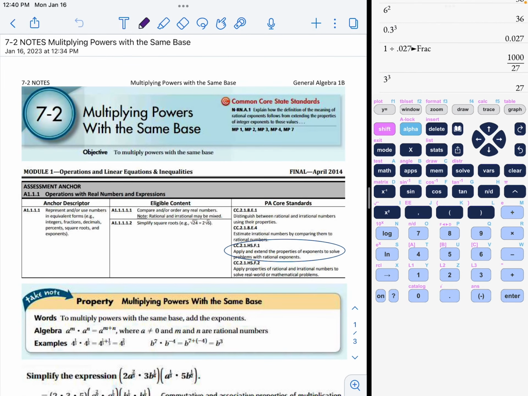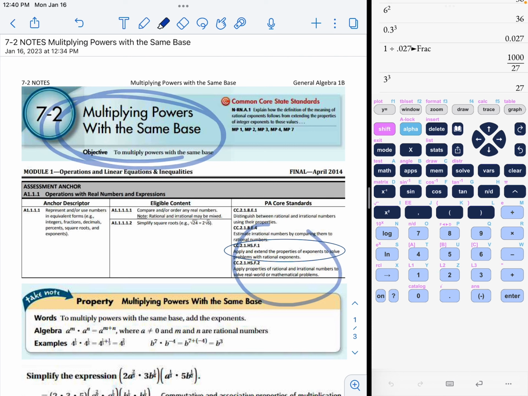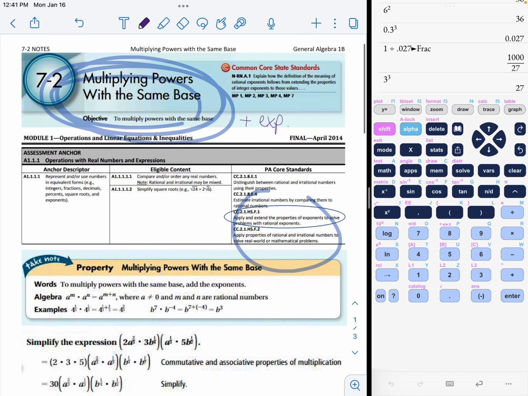Okay, we're moving into section 2, and this again is under the same tested content in the keystones here. So we're going to multiply things that have the same base. Long story short, guys, we're going to add our exponents today. In the previous section, we did zeros and negatives, and today I'm going to teach you when to add.